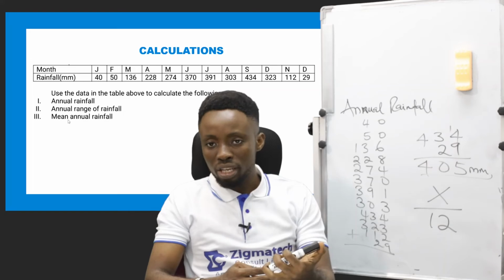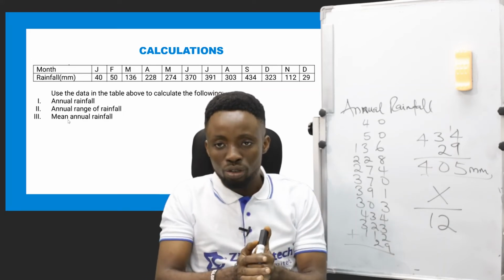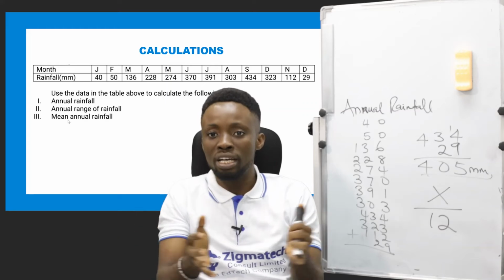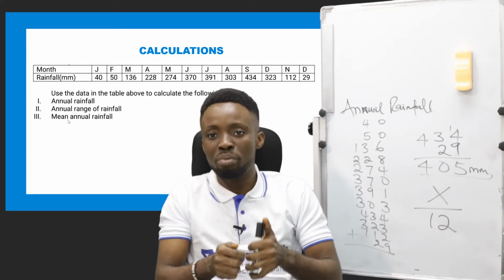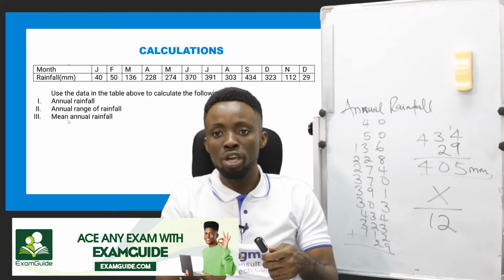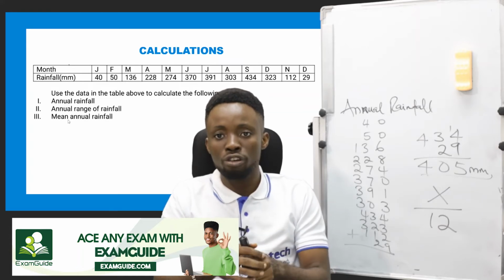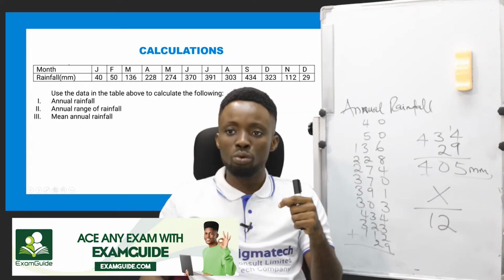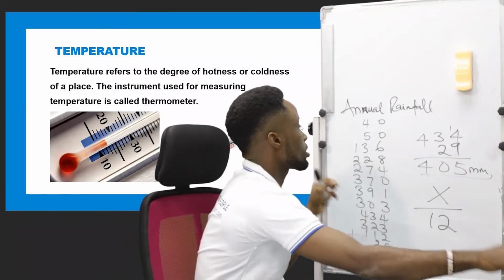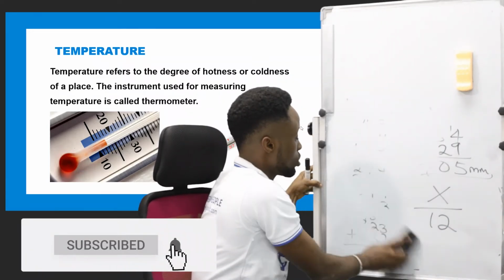So to get the mean annual rainfall, add the amount of rainfall from January down to December. You add them all together and divide it by 12, because we have what? 12 months in a year. So when you divide the total rainfall by 12, you will get what? The mean annual rainfall. Now, let's look at the next one, which is what?